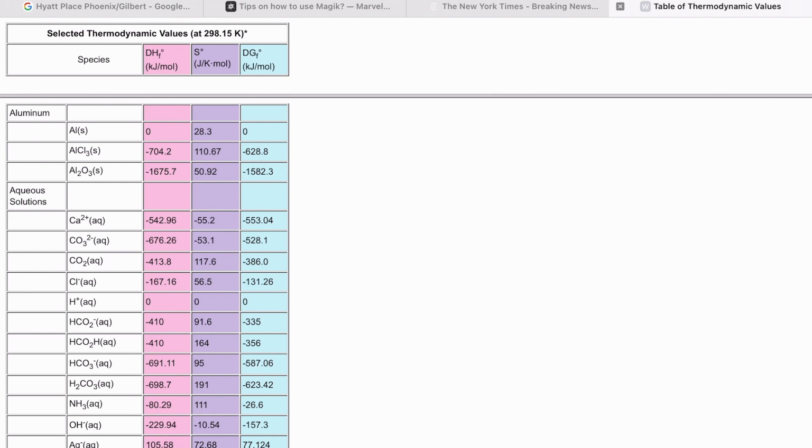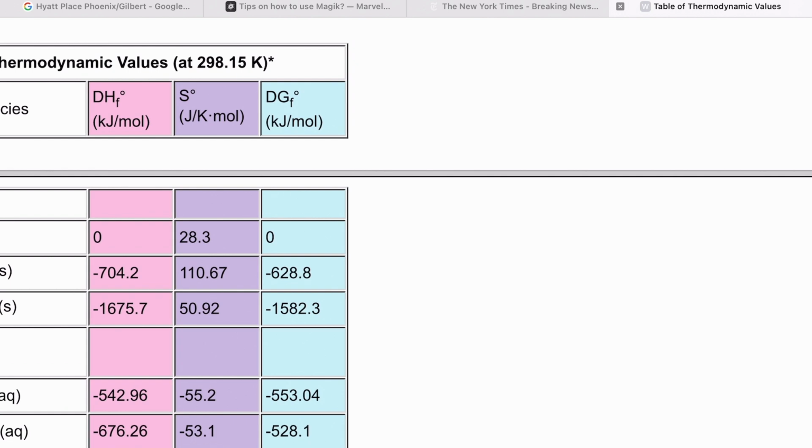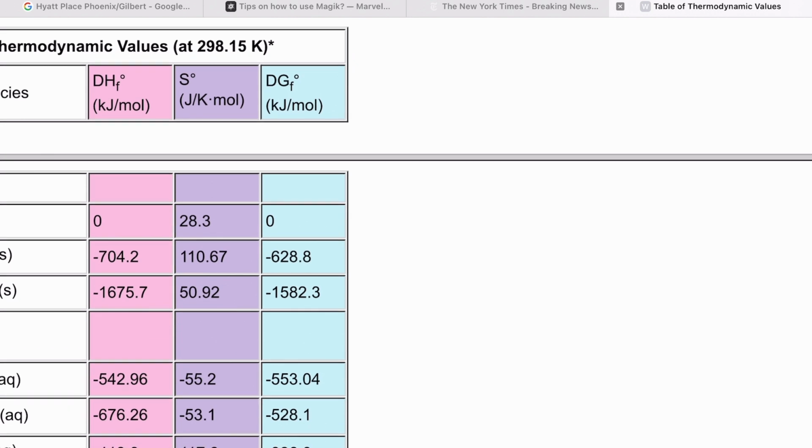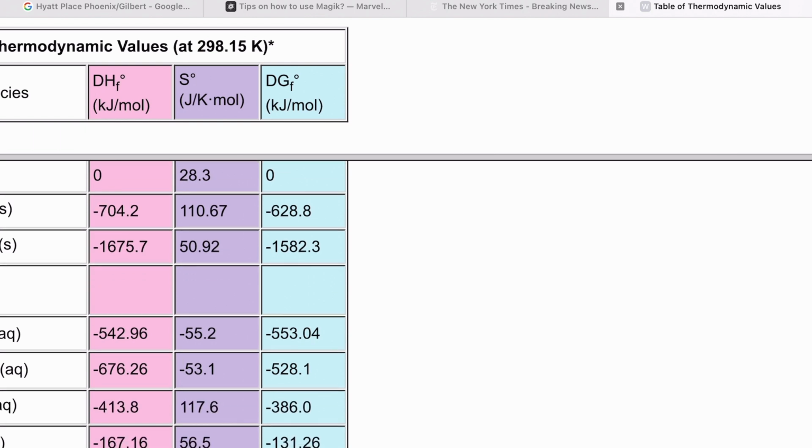So this is the actual table itself. I just want to point out that right now we're only focusing on the value of absolute entropy, which is the one given in purple. Okay, so that's the middle column right there. You can see it says S with a degree symbol, which just means standard state absolute entropy value. And this is given per mole, so that's why it's called molar entropy. Unit is joules per Kelvin per mole.